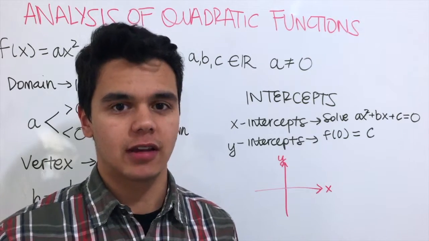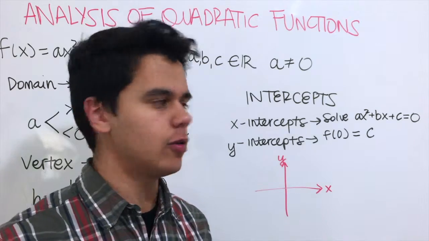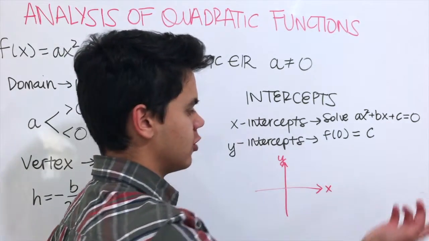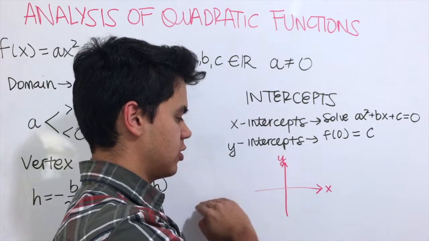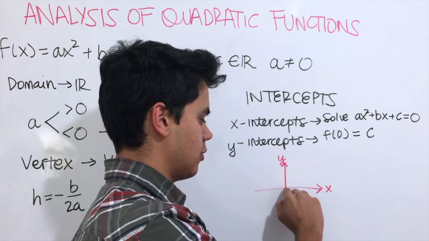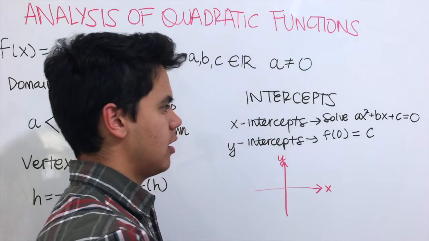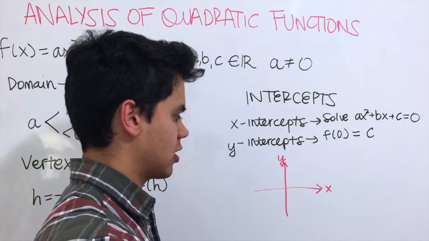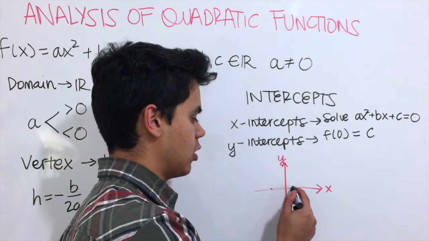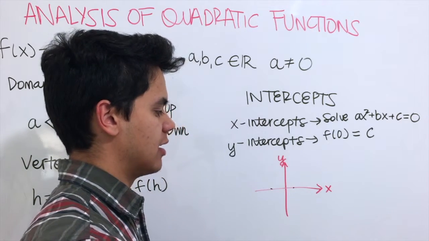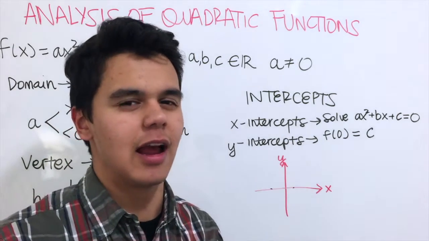Let's talk about the intercepts. If we want to find the x-intercepts, we just solve ax squared plus bx plus c is equal to 0. Why is it equal to 0? Because y equal to 0 is just the x-axis, this entire line, and we're going to get two different points, say one here and one here, or we can get a single point, or we can get no points, but we're going to look into that later.